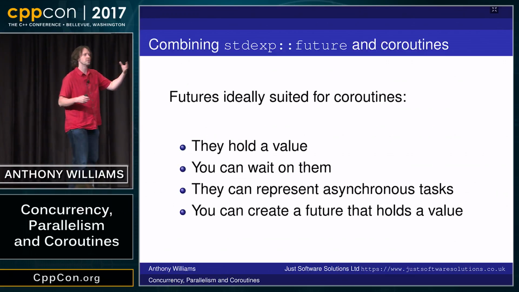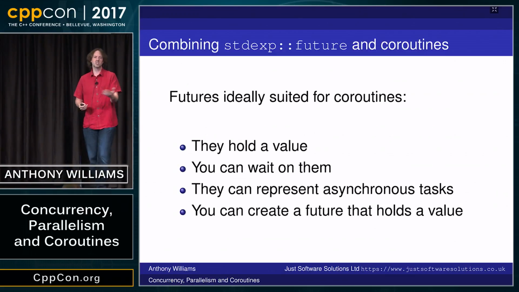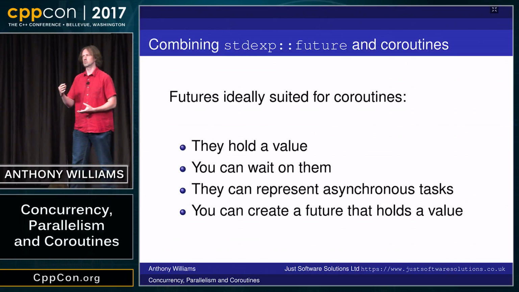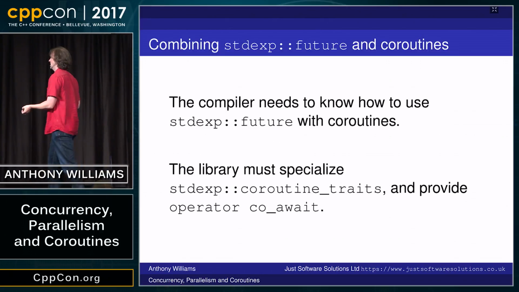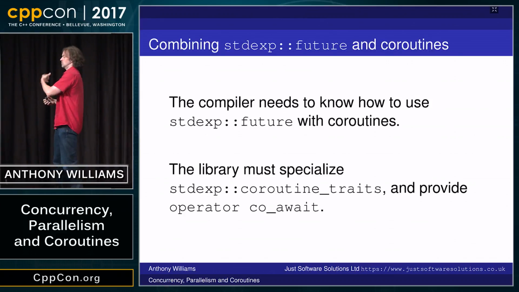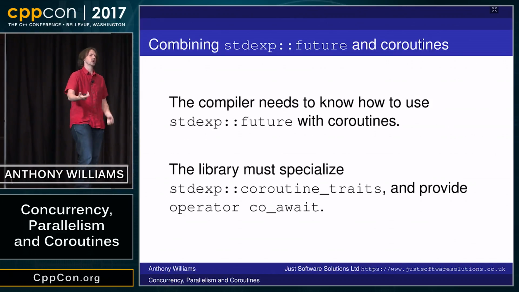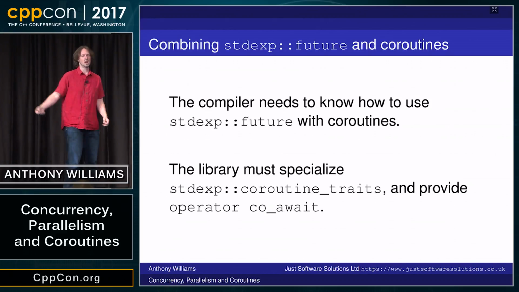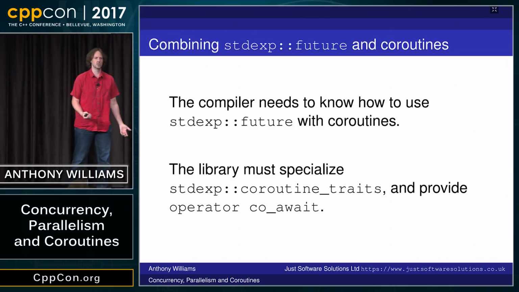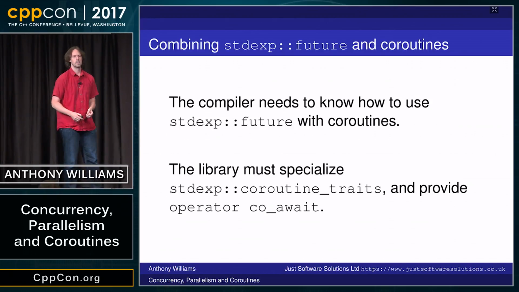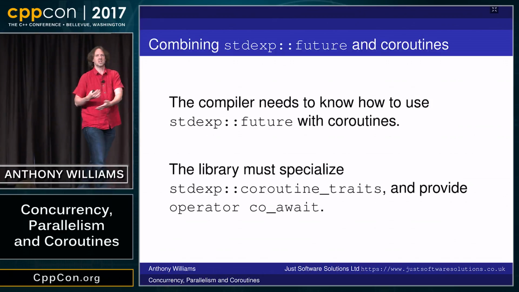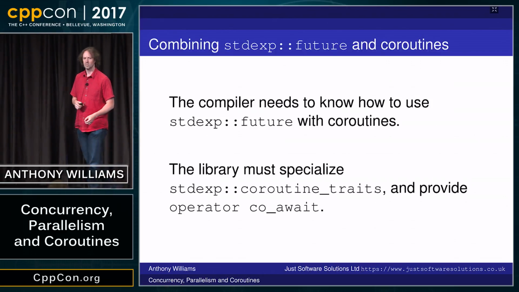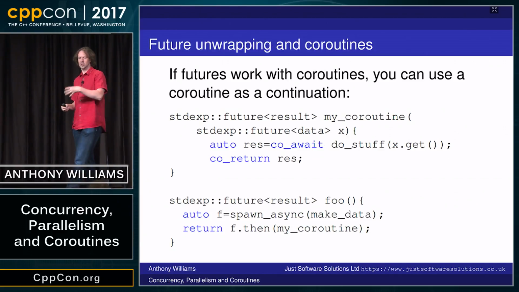And so you might hope that your implementation of futures would work nicely with coroutines. So the compiler needs to know what to do with it. And so the library has to specialize coroutine traits to say, yeah, we can deal with coroutines. You just deal with it like this. If you're trying to wait on futures, that works fine. And then operator co_await, which is how do we wait on a future when we're in a coroutine. But once it's done those two things, it all just works.